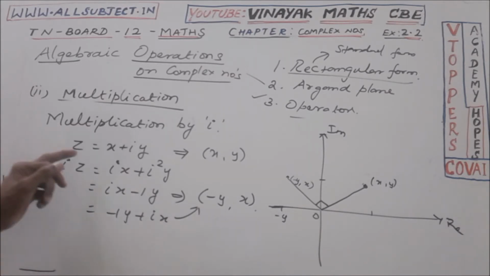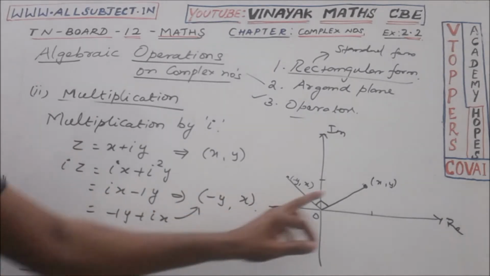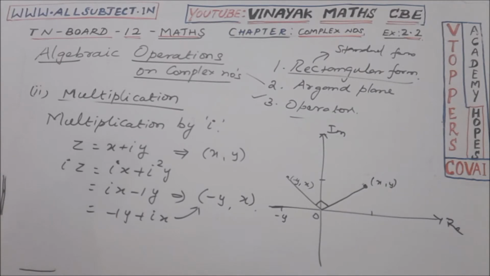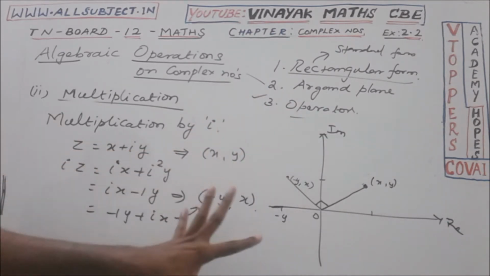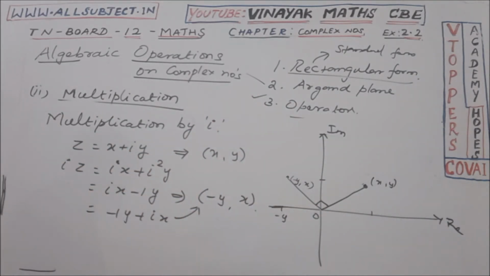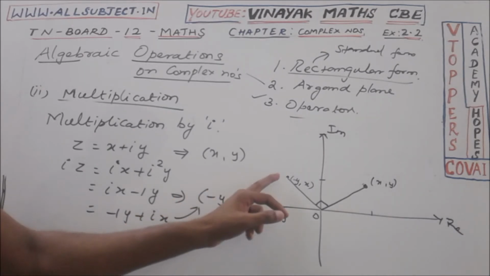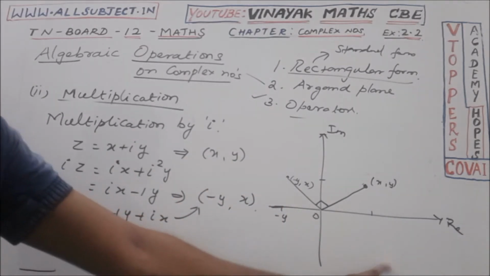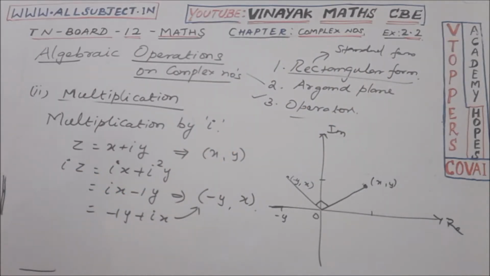So multiplying a complex number by i will yield a rotation, that is a rotation by 90 degrees or pi by 2 radians in the counterclockwise direction about the origin. This is very, very important. If we multiply again by i, it will turn here, and then multiply again by i, it will turn 90 degrees here. So every multiplication by i turns it 90 degrees in the counterclockwise direction about the origin.